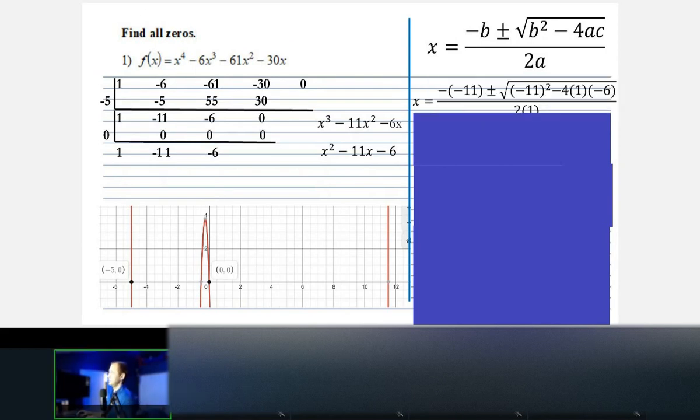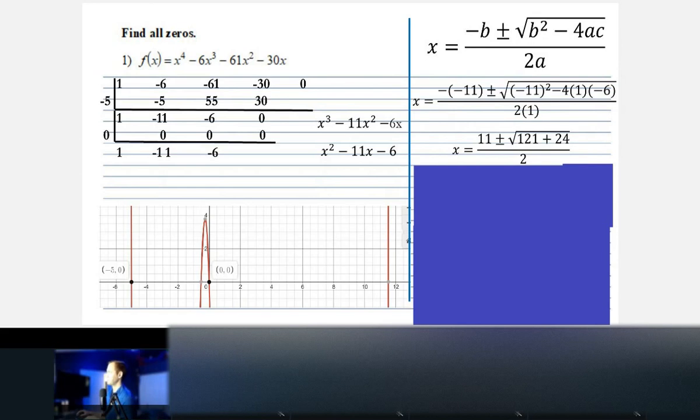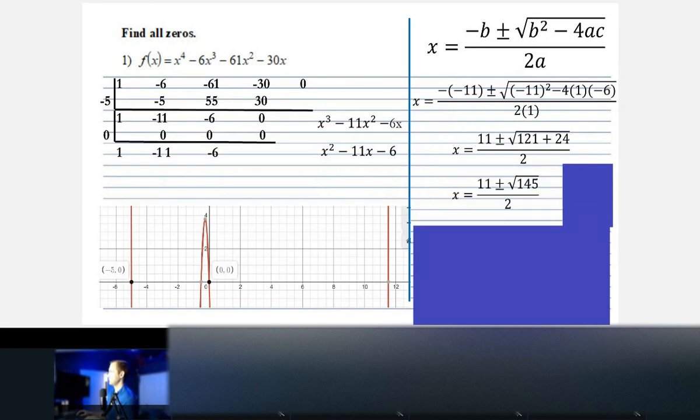So you plug it in, right? And we simplify it. And you get down to here. Negative 11, negative 11 becomes positive 11. Negative 11 squared is positive 121. Negative 4 times 1 times negative 6 is positive 24. And then 121 plus 24 is 145.